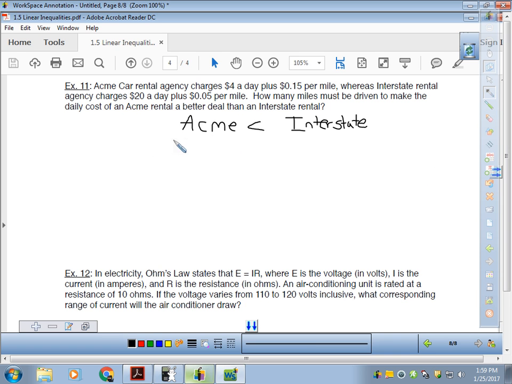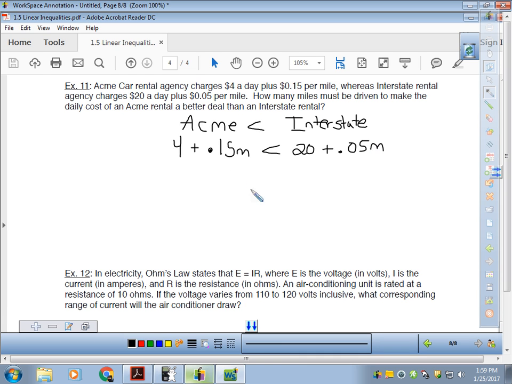Acme charges $4 a day plus 15 cents per mile. So 0.15, and I'm using M for miles. Interstate charges $20 a day, and they charge 0.05, or 5 cents per mile. There we go. There's our inequality. Now all we got to do is solve it.